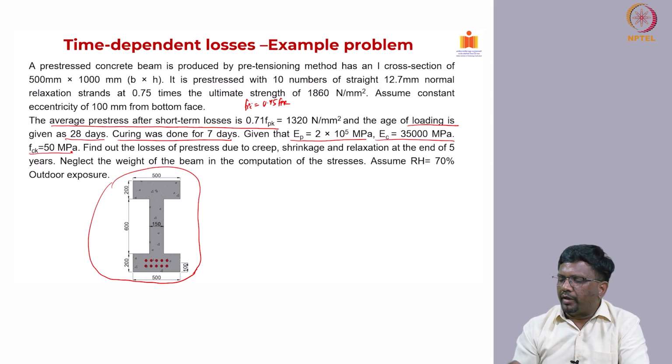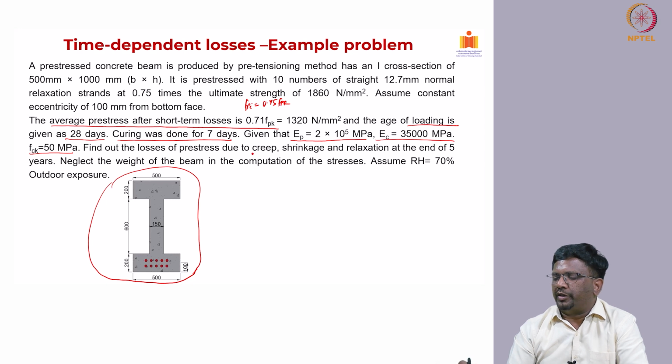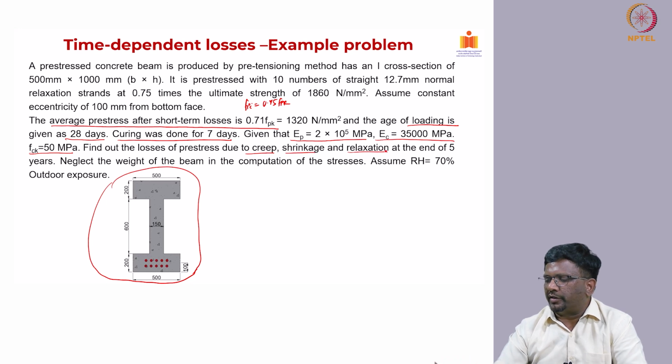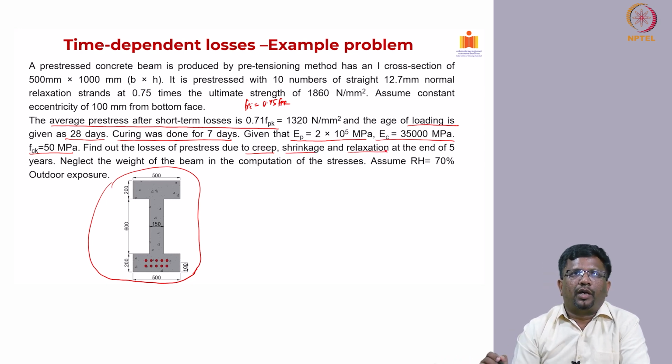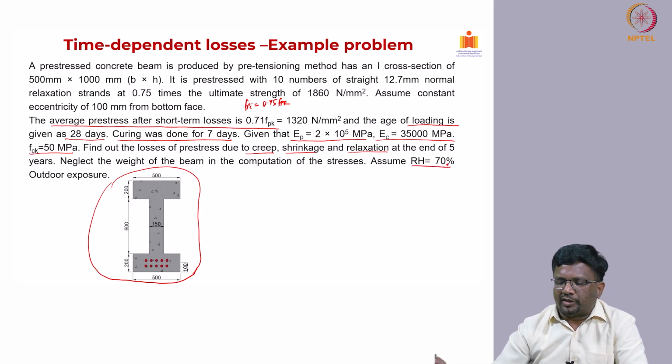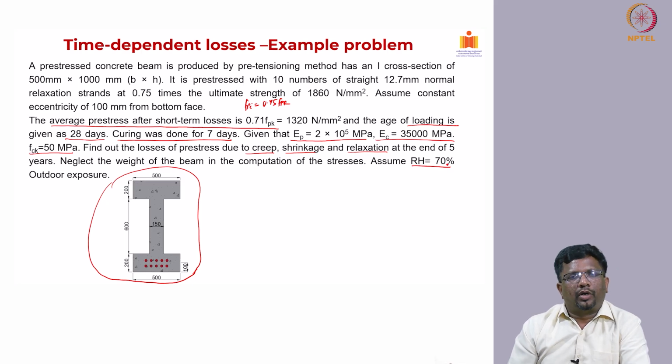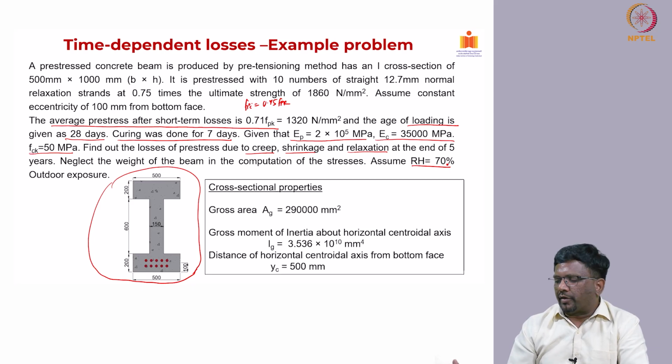Now we need to calculate what are the loss of pre-stress due to creep, shrinkage and relaxation at the end of 5 years. And we can neglect the weight of the beam in the calculations, and relative humidity is taken as 70%. So let us see now how do we calculate each of the losses that is happening from relaxation, creep and shrinkage. And these are the cross section properties.